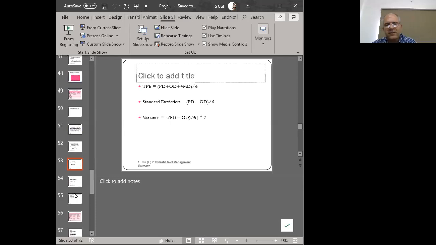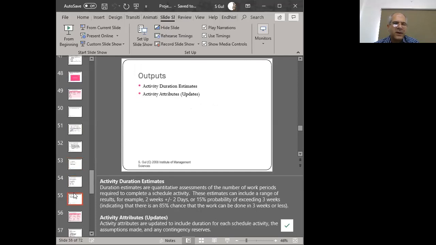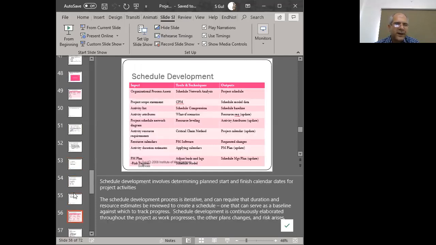There are some additional formulas. We won't be using them in this course because this is a basic course, but we could also calculate the standard deviations or the variances from the PERT formula as well, but I'll skip that for now. So I won't talk about that.